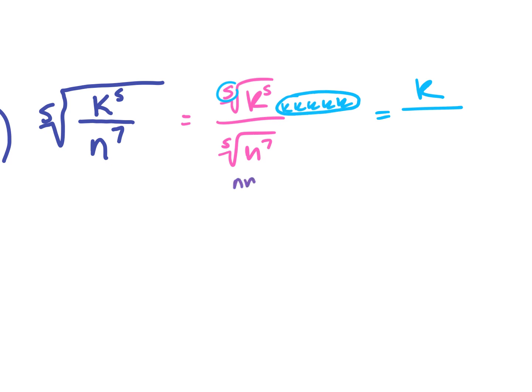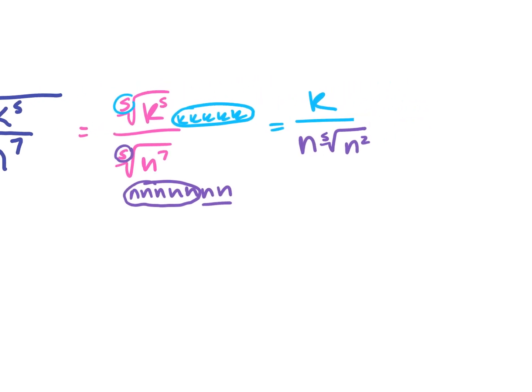How many N's do I have? 7. How many do I circle? 5. So how many N's come to the outside? 1. And then I have the 5th root of how many N's on the inside? 2. So N squared. Yes. Now what is wrong with this?